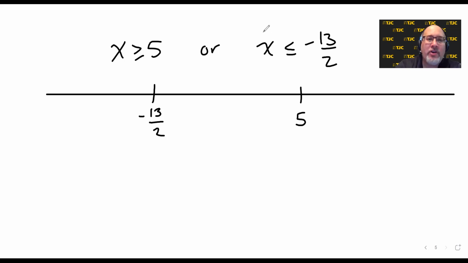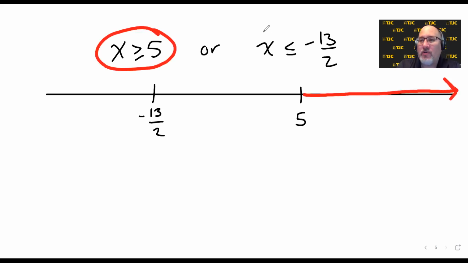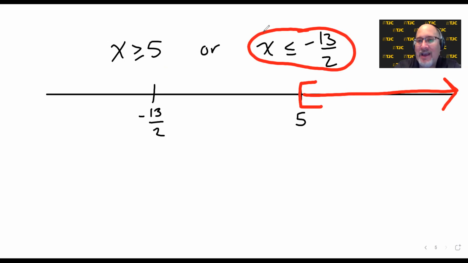For x is greater than or equal to 5, greater than means to the right of 5, so we would shade to the right of 5, but the or equal to means that we would put a bracket on the 5. And for the other one, x is less than or equal to negative 13 halves, less than means to the left, so we would shade to the left. And then the or equal to means we can put a bracket on there.